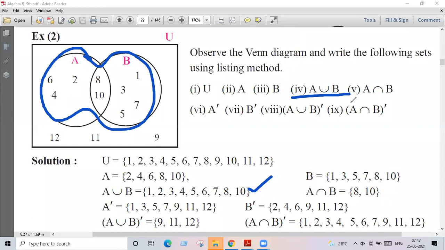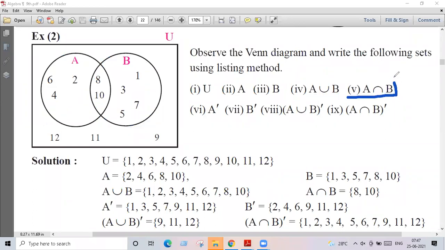Then the next question was what they have asked. A intersection B. नीट लक्ष द्या. Intersection म्हणजे common between A and B. Union मतलब सब कुछ लेना है. थोडं लक्ष ठेवायचं. So 8 आणि 10 दोघांमध्ये कॉमन आहे. So A intersection B बघायचं दिलंय, 8 and 10. Okay.